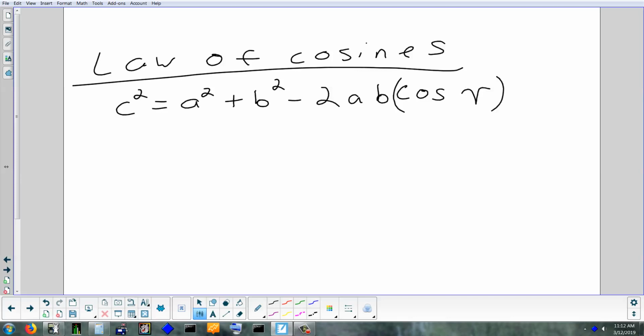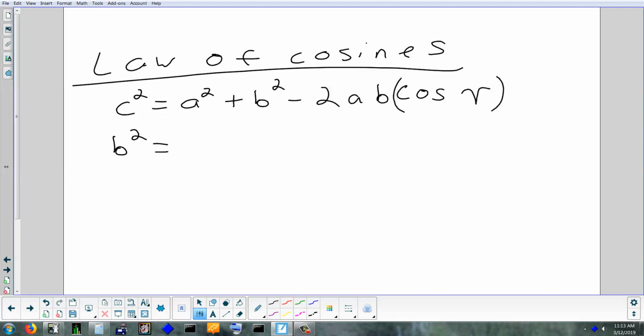So the pattern, no matter what you call your sides, is basically one side squared equals the sum of the other 2 squared, minus twice the other 2 that you just wrote, and then cosine of the angle across from the side you started with. So let's try writing it with b squared. What do you think would come next?